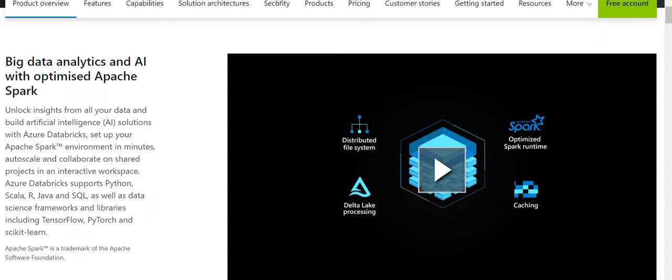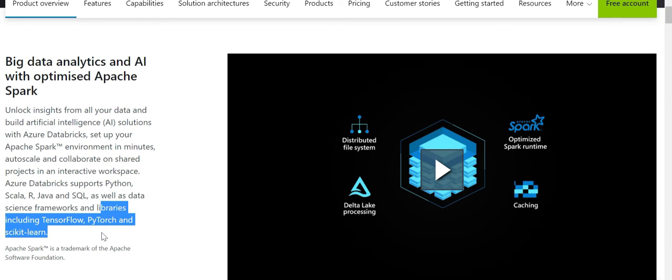Now let's look at Databricks. Databricks is basically an Apache Spark platform. You can set this up, and it is majorly used for data science. It supports Python, Scala, R, Java, and you can use libraries which include TensorFlow, PyTorch, Scikit-learn. So these are data science-based libraries.